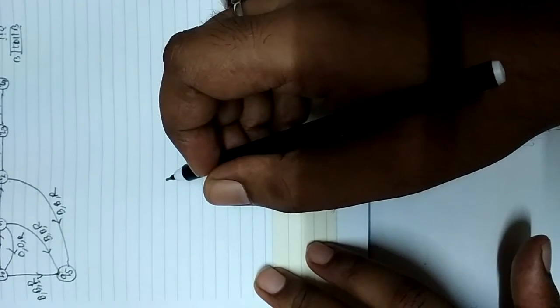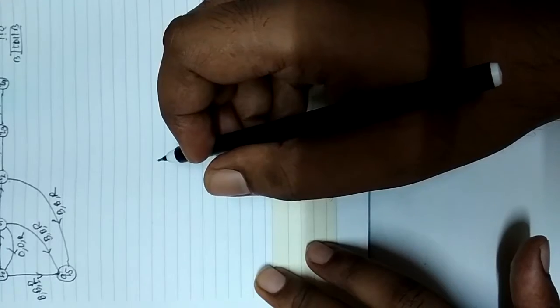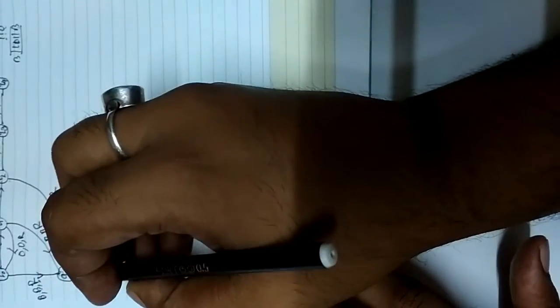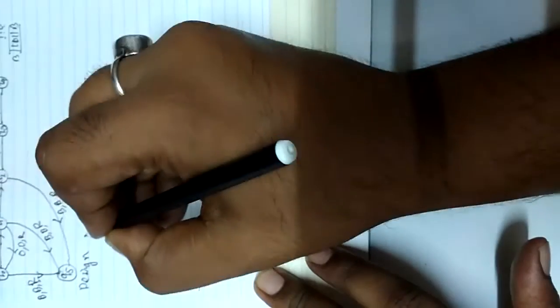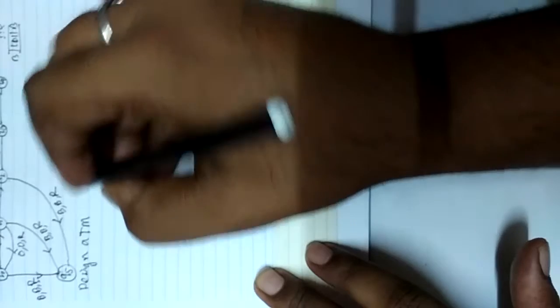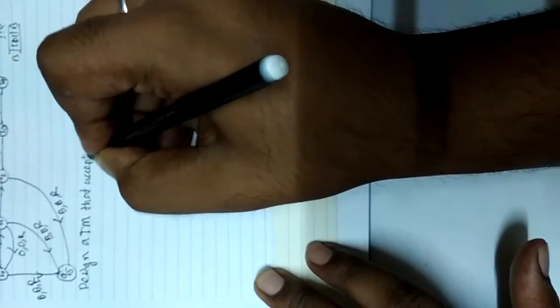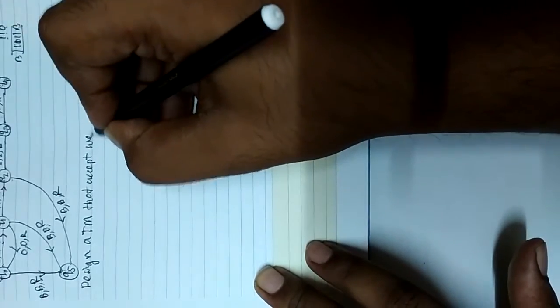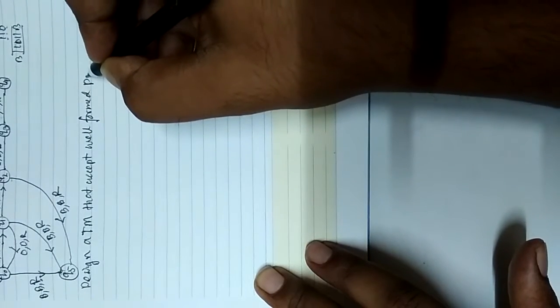So we will study how to construct a Turing machine for checking if a set of parentheses is well formed or not. Okay. So the heading will be: design a Turing machine that accepts well formed parentheses.